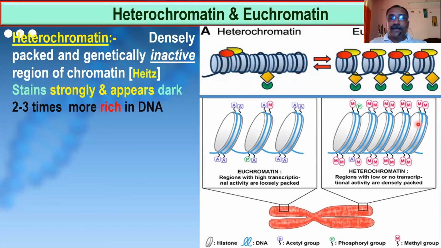And in this region, the amount of DNA will be more. 2 to 3 times more DNA will be here. Even though more DNA is present over here, this region is actually inactive. This densely packed, dark colored, inactive region of the chromatin, we call heterochromatin.